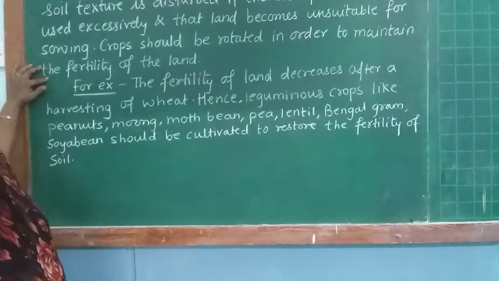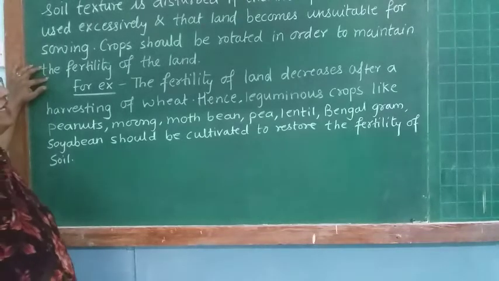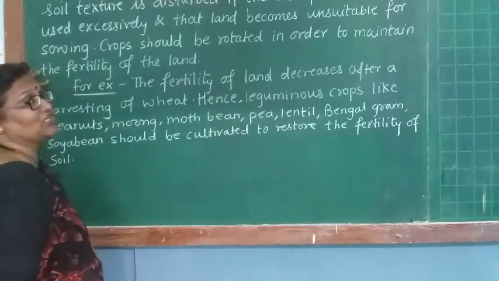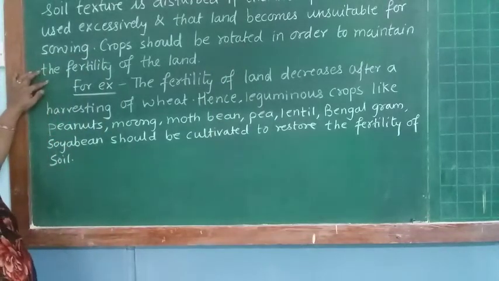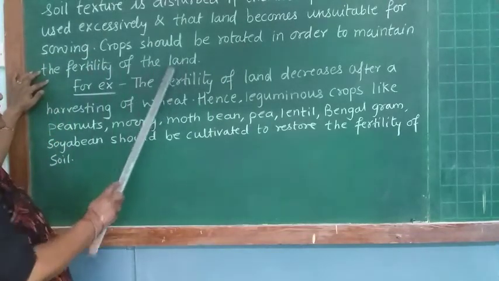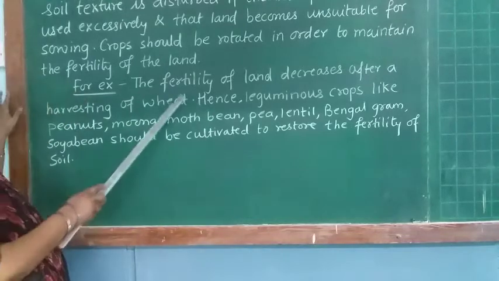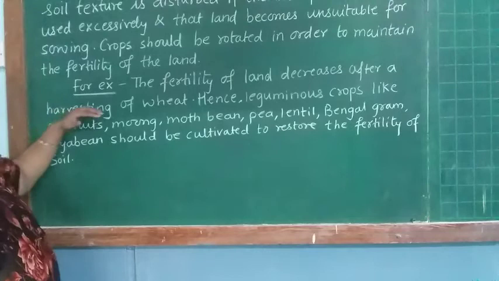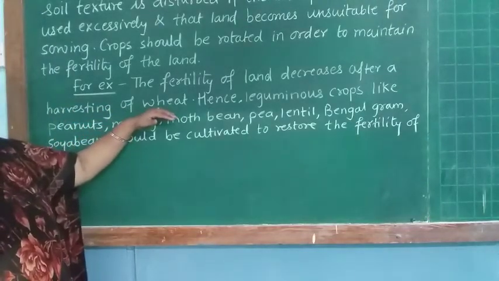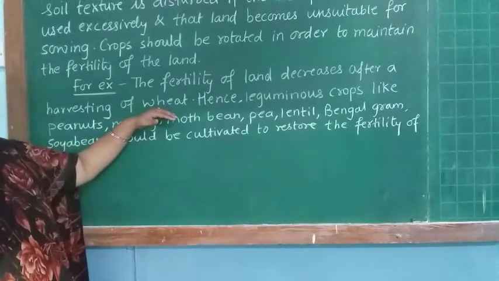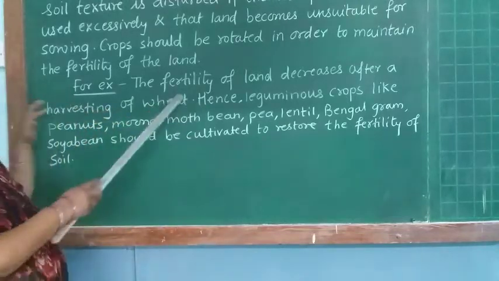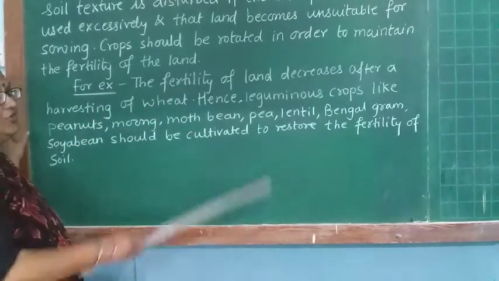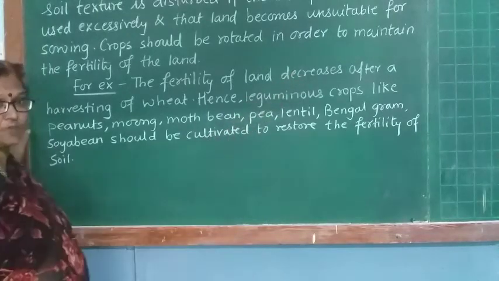So if we want to maintain the fertility of the land, what do we have to do? We have to rotate the crops to maintain the fertility of the land. For example, the fertility of the land decreases after harvesting wheat. Hence, what do you have to do? You have to take leguminous crops.